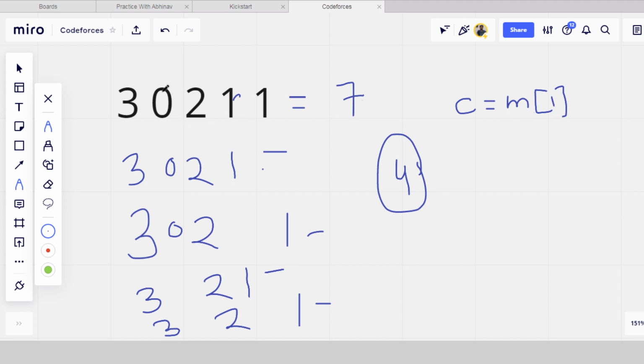Now we will take zeros. So for every such choice we can take this 0.